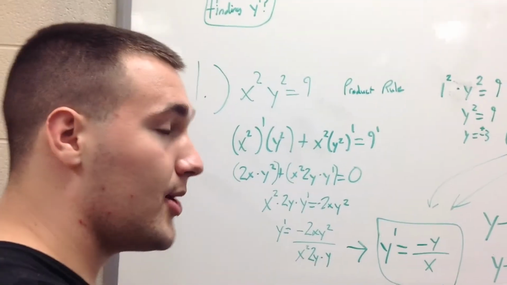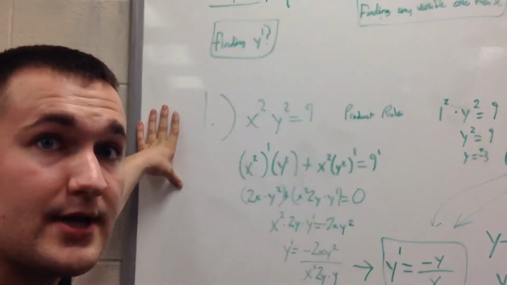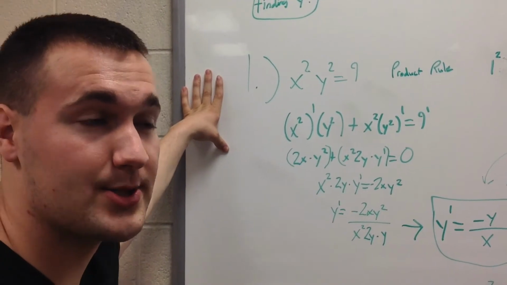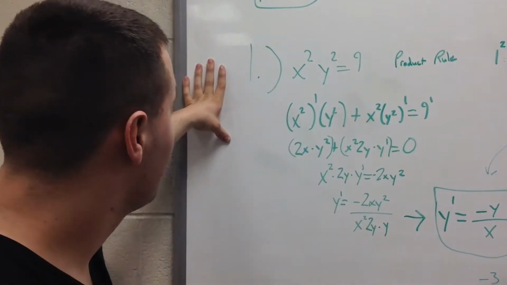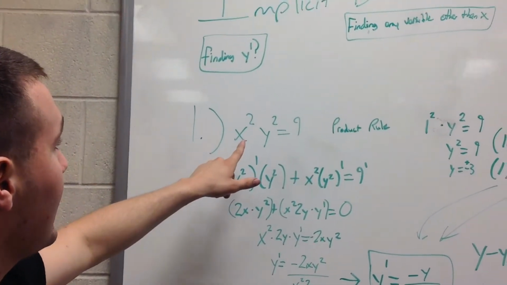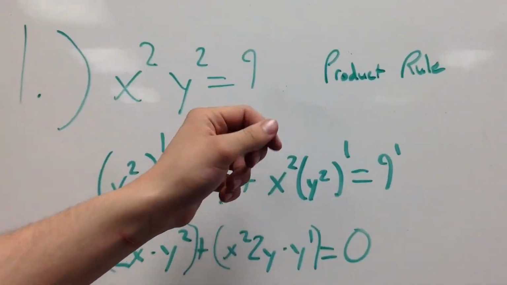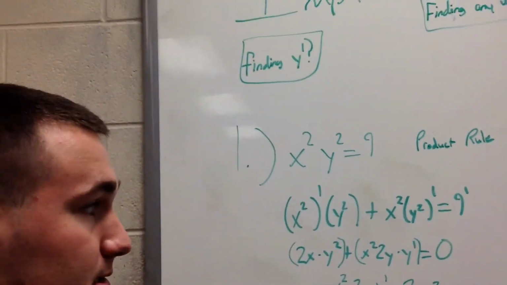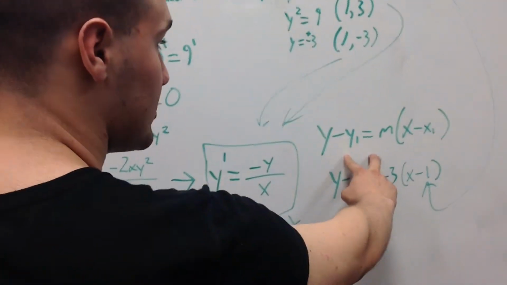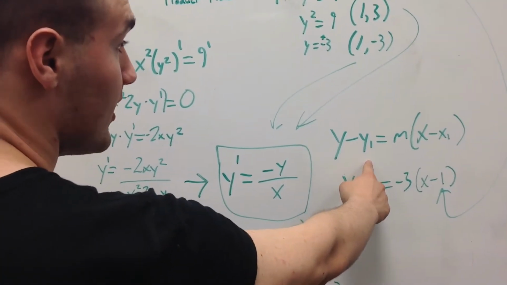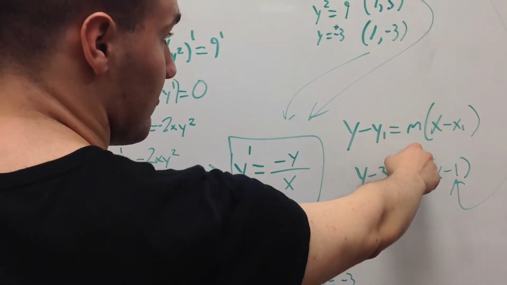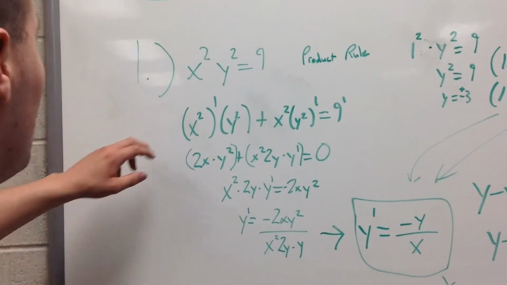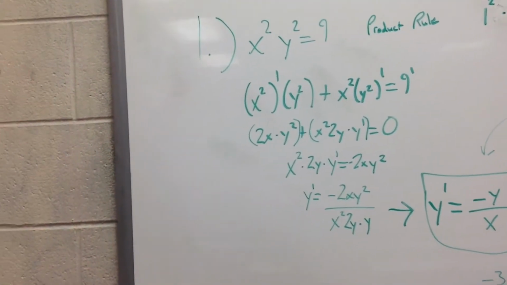So let me give you an example where we're not only going to be taking implicit differentiation, but we're also going to be using the slope formula to find our slope formula, our slope function, our slope equation. We have here x squared y squared equal to 9. Finding y prime in order to solve our equation right here, which is y minus y1 equals m(x minus x1). So we have here x squared y squared equals 9.